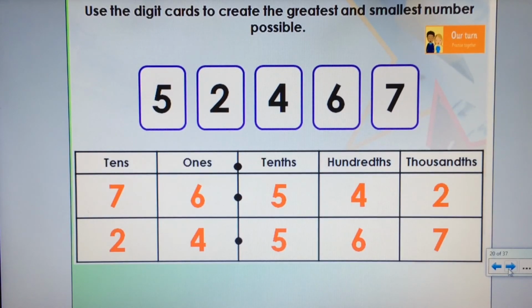Welcome back. Okay, so when we're finding the greatest number, you want to look for the greatest digit card first because you want to put that on the left, don't you, to make the biggest number. Then your next biggest, next biggest, next biggest, and the smallest number here, because that will make your greatest number, 76.542. Okay, when we're finding the smallest number, do the opposite. Look for your smallest digit and put that on the left in the tens column, 24.567. Okay, well done if you got that right.